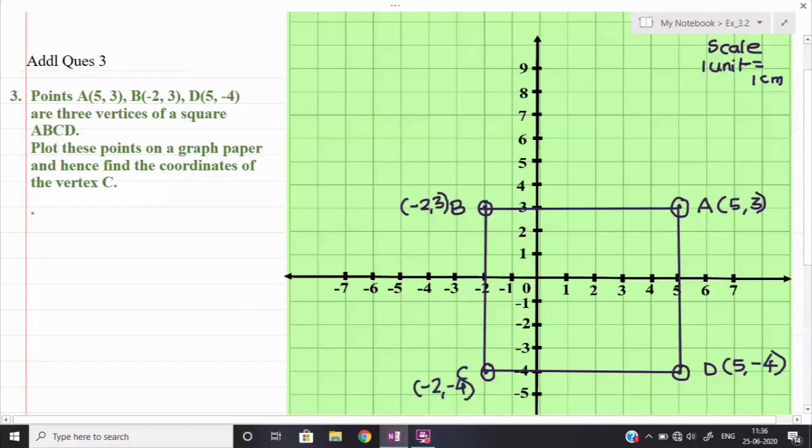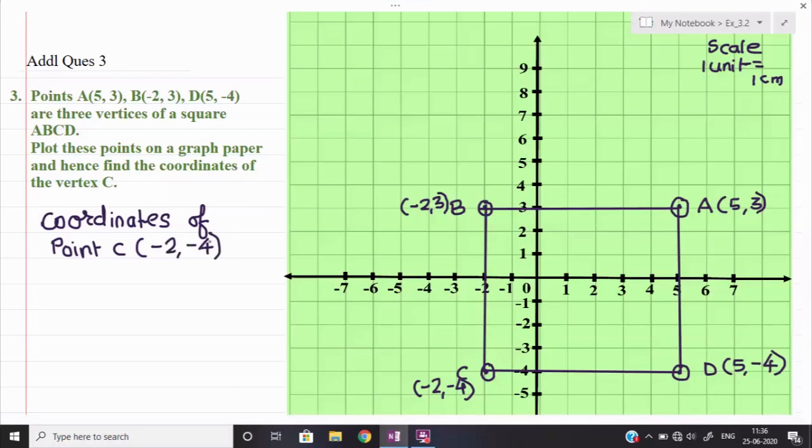So we can say that coordinates of point C will be minus 2 comma minus 4. Remember, first we shall write down the x coordinate and then we shall write down the y coordinate. X coordinate means the horizontal length.